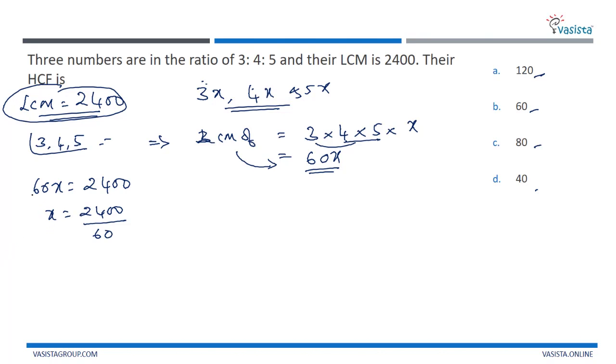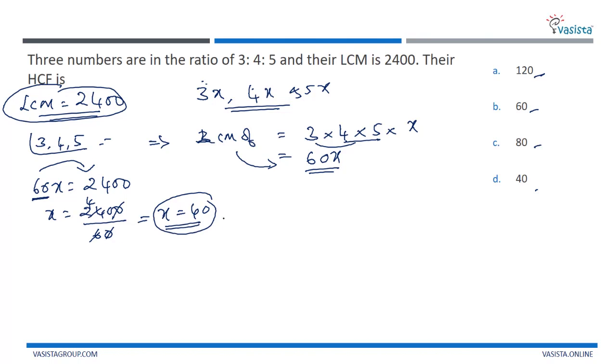When you transfer the 60, which is on the left hand side, to the right hand side, you are supposed to divide if it is in multiplication. If it is in addition or subtraction format, then you are supposed to change the sign. So that's what x is equal to here. The 0 0 will be cancelled. 6 4s are 24. So x is equal to 40 we got.